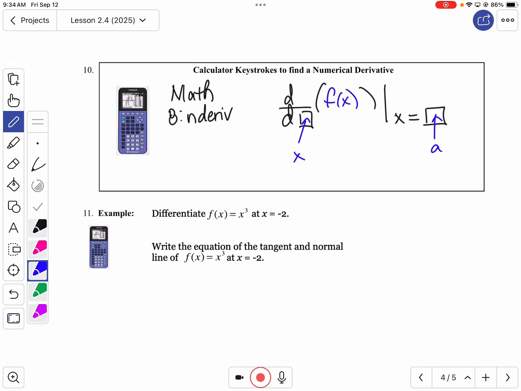Okay, so Math 8 is called nDeriv. It's a numerical derivative. So if you need the derivative of a function at 2.4, it'll tell you. If you need the derivative at negative 1.777777, it'll tell you. So let's do this one together using the calculator. We want to find the derivative of x cubed at x equals -2. In other words, we want f prime at -2.